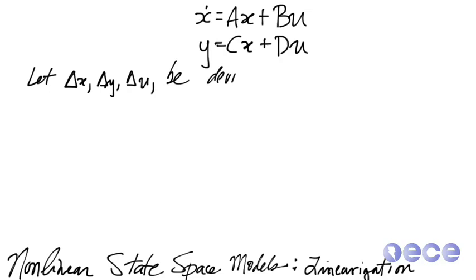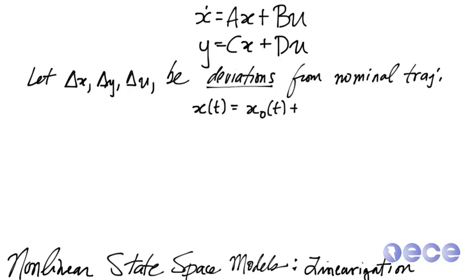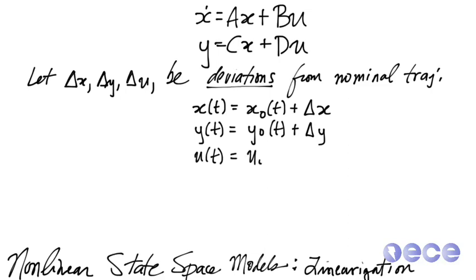And we may have some initial conditions as well. So let's let delta x, delta y, and delta u be what we call deviations from the nominal trajectory. Then I can express my signal x of t as x0 of t plus delta x. So x0 of t is the operating point that I want to be at, and delta x is just any difference from that operating point. I can do the same thing for y of t as y0 of t plus delta y, and u of t as u0 of t plus delta u.